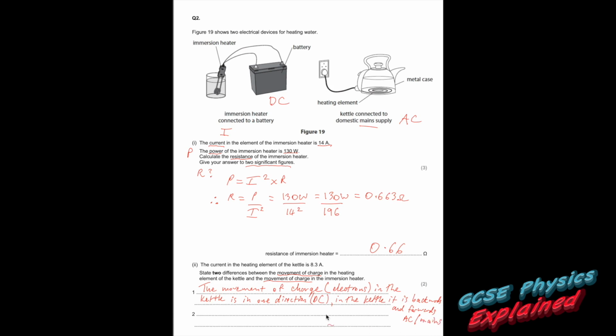And the other thing, charge equals current times by time. The current is 14 amps in the immersion heater, whereas in the kettle it's only 8.3 amps. So if we just rearrange that equation, current is the rate of flow of charge. So if you've got a bigger current, it means you've got more charge flowing per second in the immersion heater.